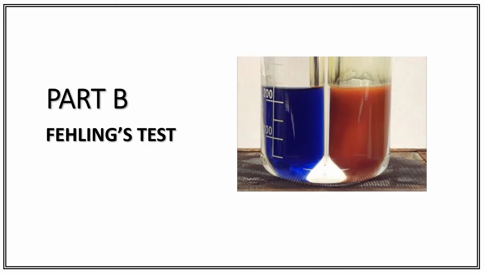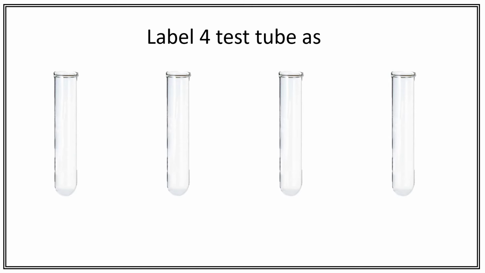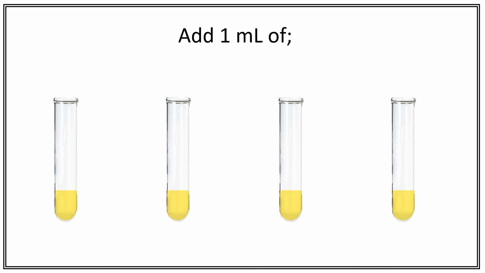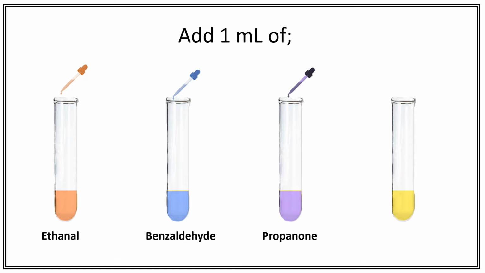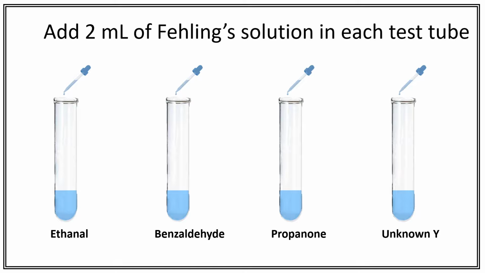Part B. Fehling's test. Label four test tubes as ethanal, benzaldehyde, propanone, and unknown Y. Add 1 ml of ethanal, benzaldehyde, propanone, and unknown Y. Add 2 ml of Fehling's solution to each test tube.